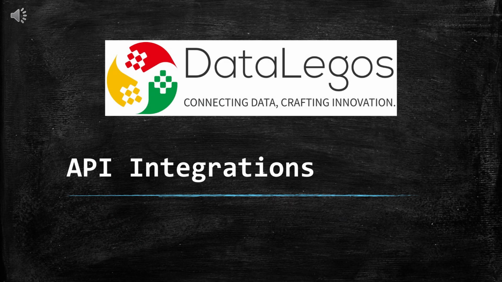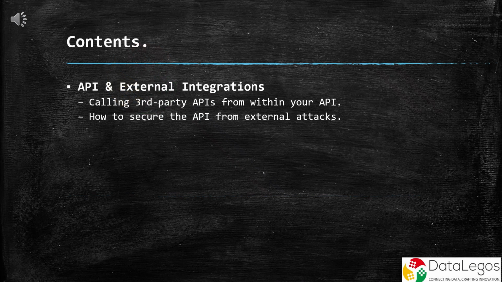Today, we'll be discussing two critical aspects of modern APIs: how they integrate with external services and how we secure them against attacks. We'll cover how to call third-party APIs from within your own API, and the essential practices for securing your API from external threats.